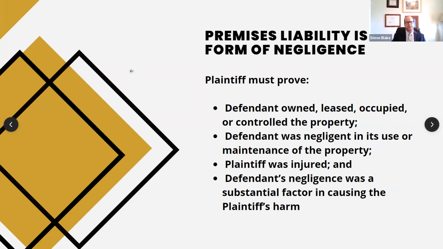If the injured party does file a premises liability claim against a landowner, it's essentially a form of negligence. And what that means is if the injured party goes to court, they have to prove certain elements to hold the landowner liable. And the first element is to show that the defendant, which is the property owner, owned, leased, occupied, or controlled the property. So it could be a tenant, it could be just the building owner.